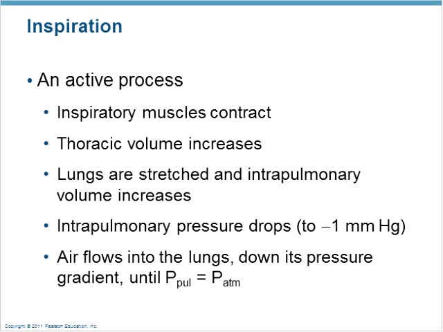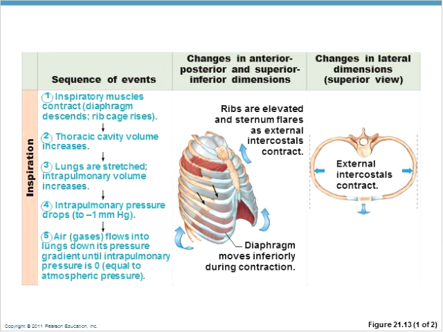Inspiration is an active process. It is the active contraction of the inspiratory muscles, primarily the diaphragm. The thoracic volume increases, so the lungs are pulled down by the diaphragm as it contracts. The lungs are stretched and expanded, decreasing the pressure in the lungs, so the pressure drops to minus 1 millimeter of mercury. Because the universe is trying to equalize that decreased pressure, air moves from the outside to equalize with the atmosphere.